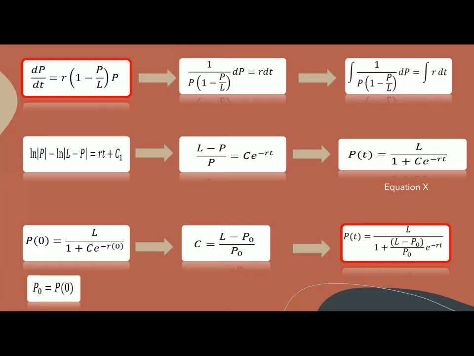Now, in our scenario, we can define an initial condition, P naught is equal to P of 0, shown in the bottom left, and that allows us to solve for C, which we can then plug back into equation X to get our final P of T equation, which is the carrying capacity over 1 plus the carrying capacity times the initial population over the initial population times the exponent to the negative growth rate times time.